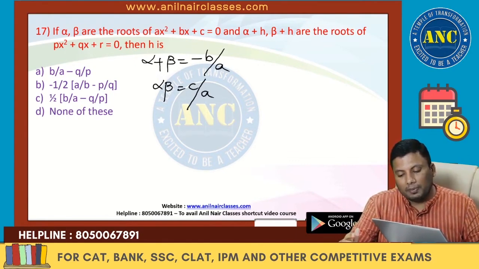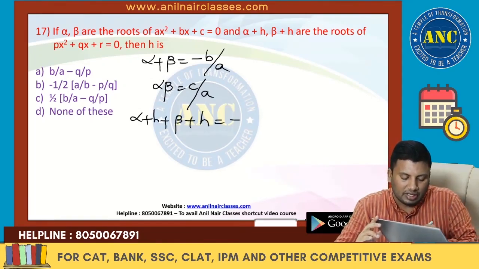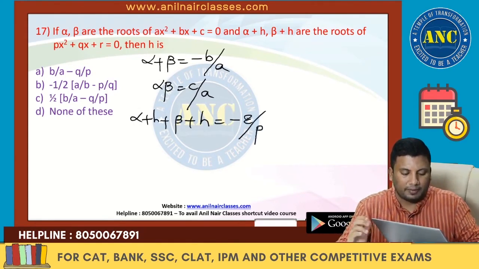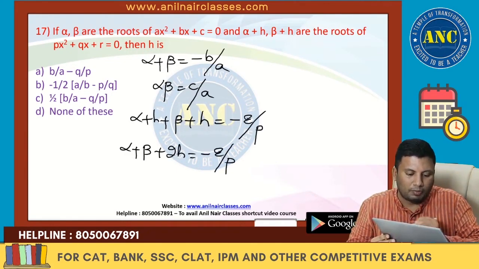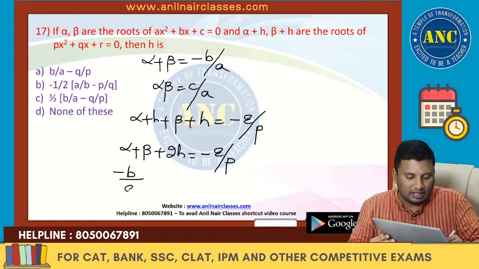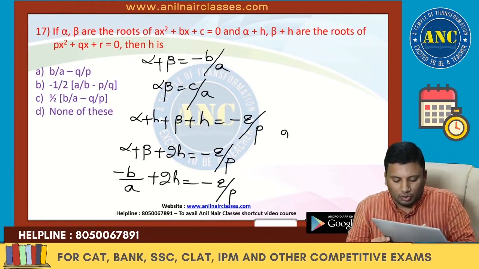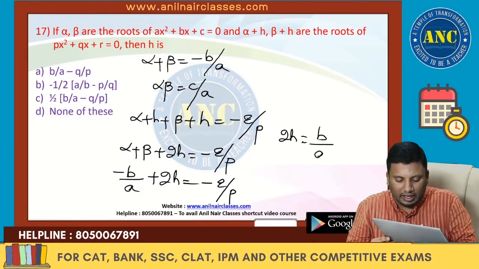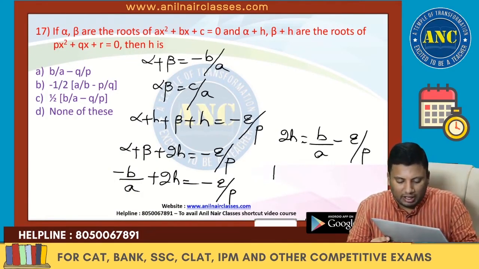Similarly, alpha plus h and beta plus h are the roots of the equation, so their sum is minus q by p. So this is nothing but alpha plus beta plus 2h equivalent to minus q by p. Alpha plus beta is minus b by a. Minus b by a plus 2h is minus q by p. So, 2h will become b by a minus q by p.